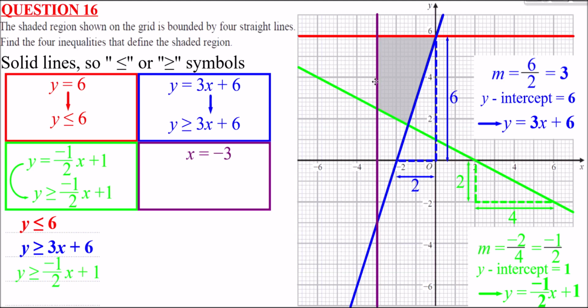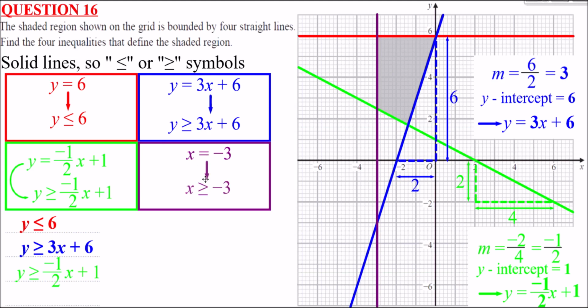However, we need to consider what side of this purple line our region is in. Is it on the lower side of x or the higher side? Well, because x gets larger as we go to the right, clearly this region here is on the higher side of x. So we want x to be bigger than -3. For example, here it's about -2. So we want x to be greater than or equal to -3.